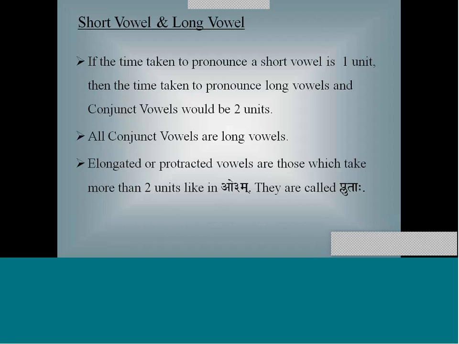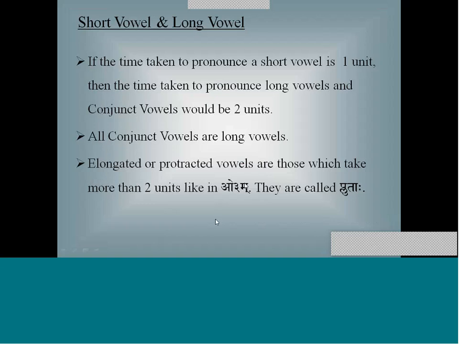So the time taken to pronounce a short vowel is 1 unit of time, and for long vowels it is 2 units of time. And therefore, the conjunct vowels, which are long vowels, take 2 units of time. All conjunct vowels are long vowels. And now there is something more. Vowels can be pronounced by stretching them for more than 2 units of time.